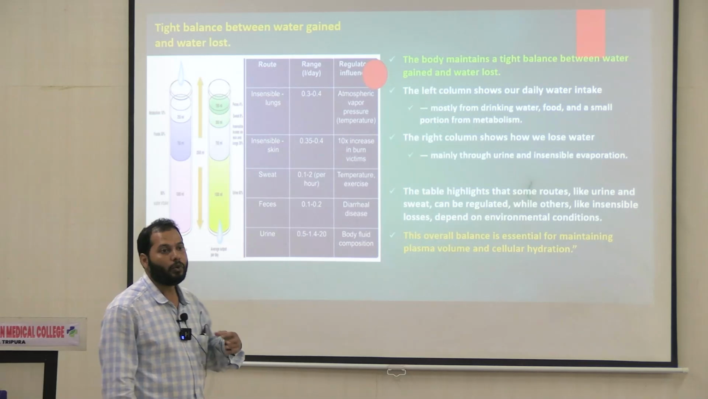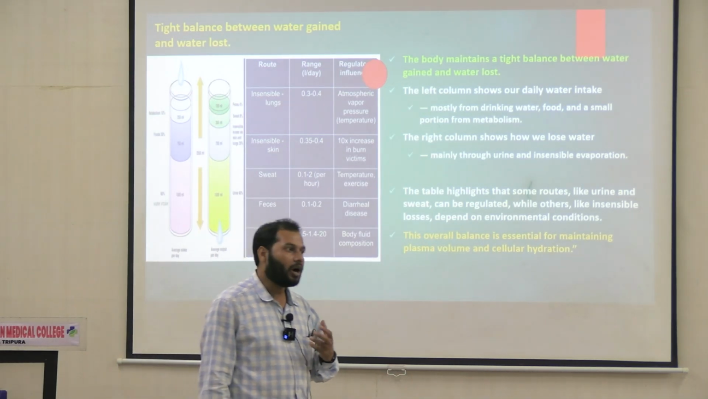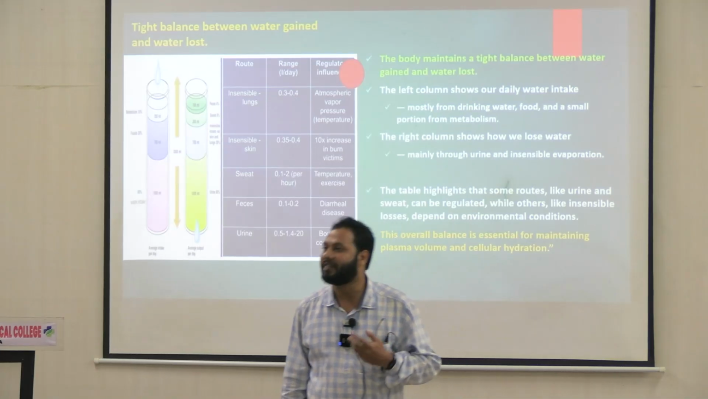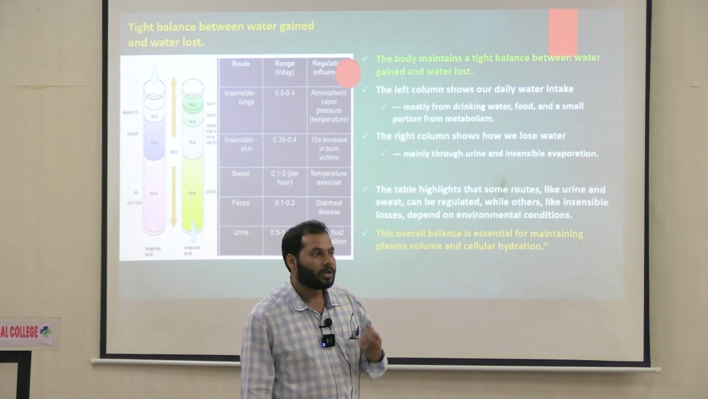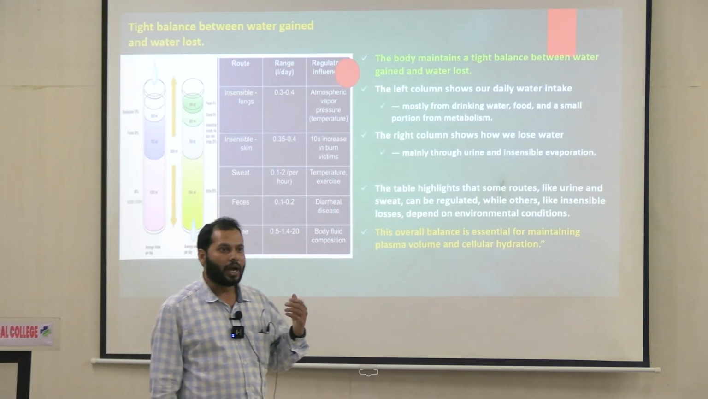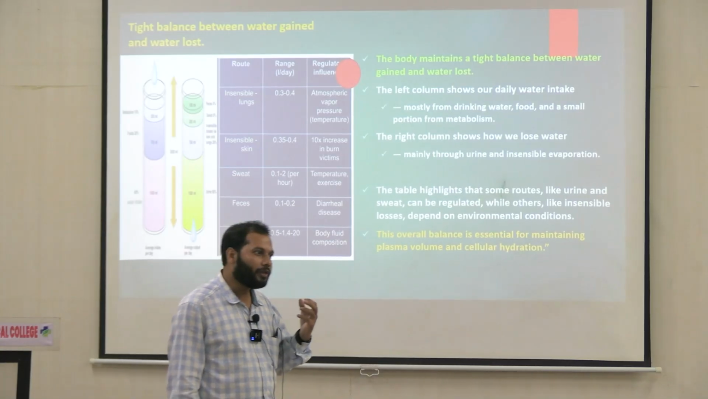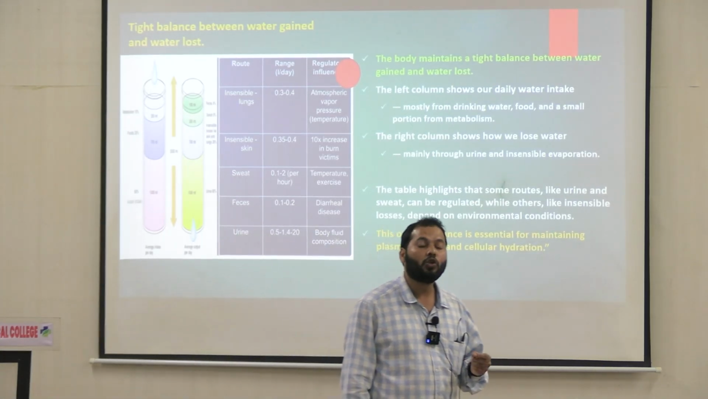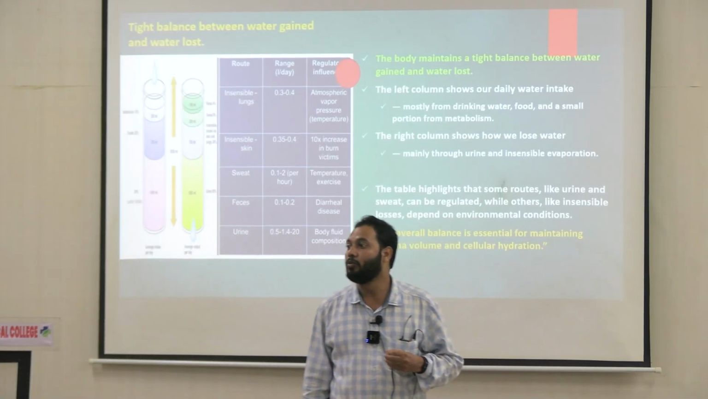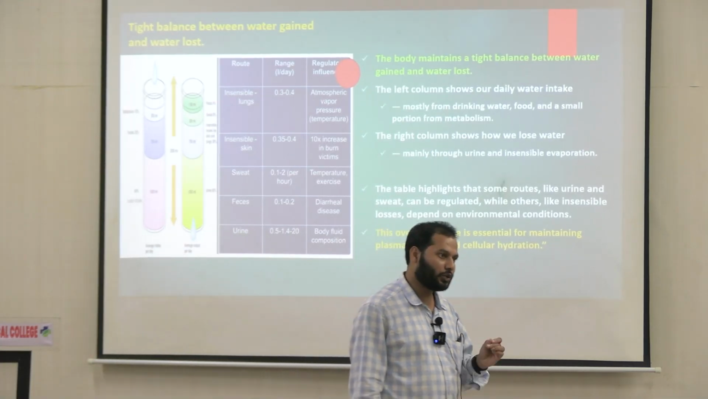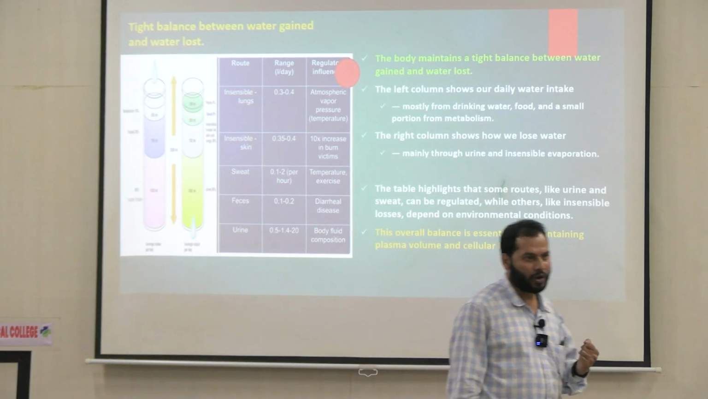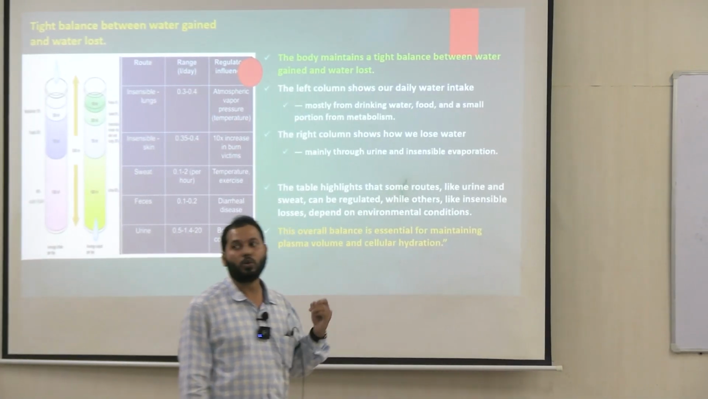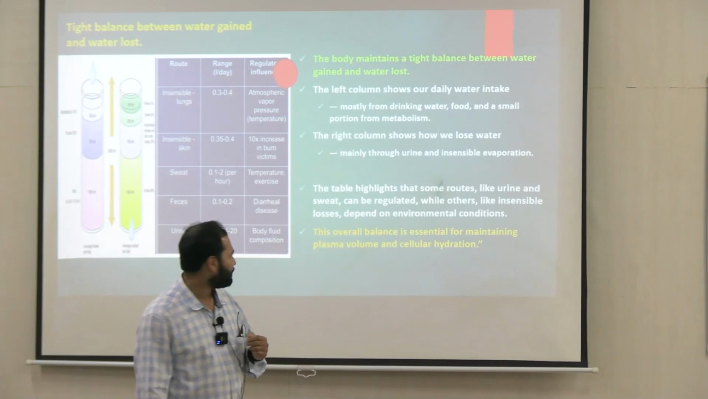So here, the average amount of loss of body water is also 2.5 liters per day. It means the water gain and water loss, or body fluid intake and body fluid loss, is very vital to maintain the balance, or homeostatic balance, of a particular tissue or cells or even organ systems. So these are the major routes of fluid intake and major routes of water loss.